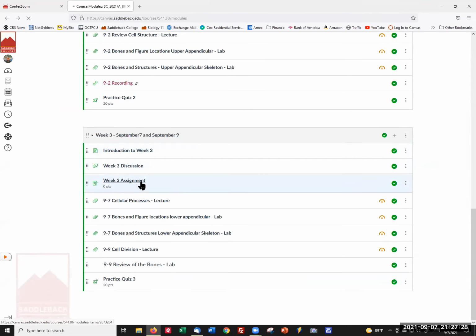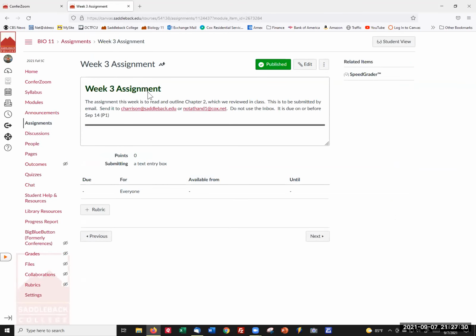The assignment for this week is chapter 2. Chapter 2 is the cell, so we can get it over with. The cell chapter can be daunting. It has so much stuff, and I'm going to go over it with you right now.